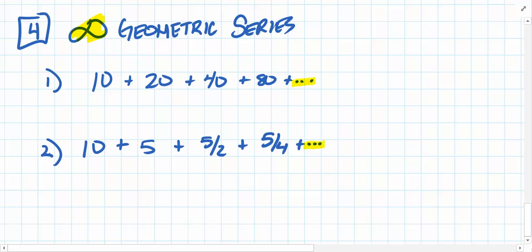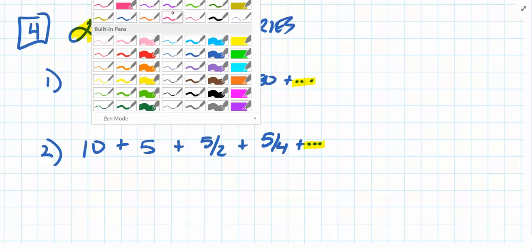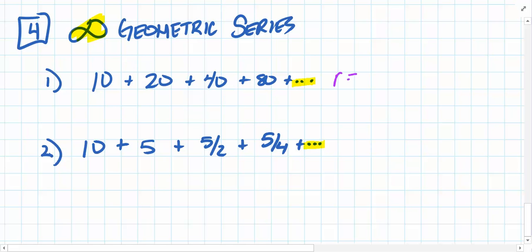Can you tell me what is the value of R in that first series there? R would be a value of what? 2. R is a value of 2. Everybody agree with that part? Okay. In the second series, what's the value of R? 0.5. R is equal to 1/2.